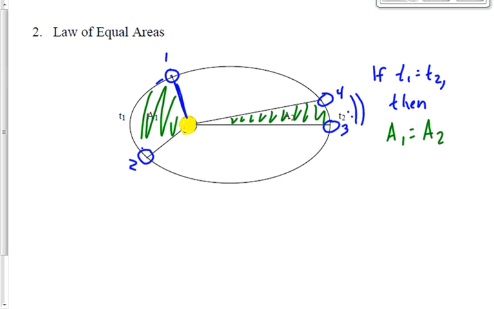So if this time is the same as this time, then this area is the same as this area. Does that make some sense? Does it make a little bit more sense than the words that I gave you when I first gave it to you? A line joining the Earth, or any other planet for that matter, to the sun sweeps out equal areas in equal time intervals. Now that has some pretty big implications, including one that I'm going to tell you about.